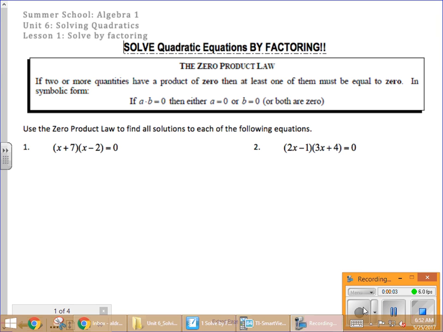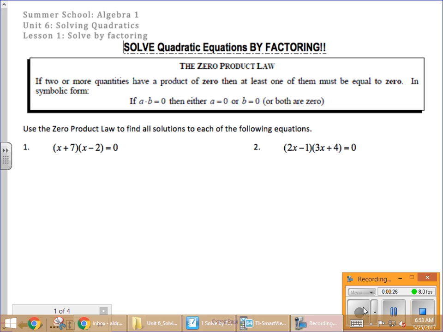This is the Algebra 1 Summer School Unit 6 Lesson 1 Notes video. We're going to be solving by factoring today. This unit is all about solving quadratic functions. We just finished the factoring unit, so you should be really good at factoring all different kinds of polynomials now. We're going to start this unit with how do I solve a quadratic when I'm factoring?